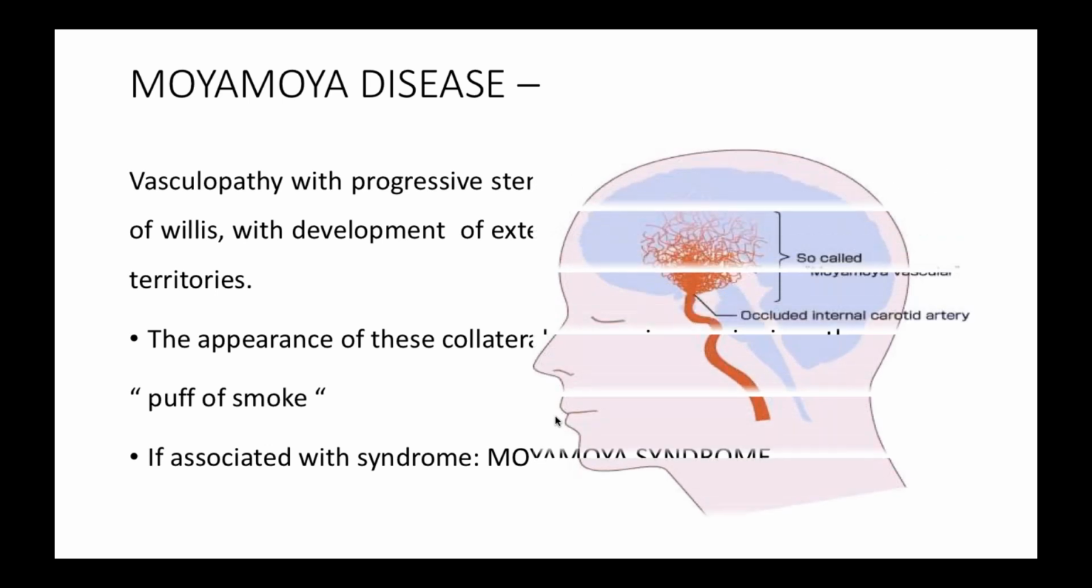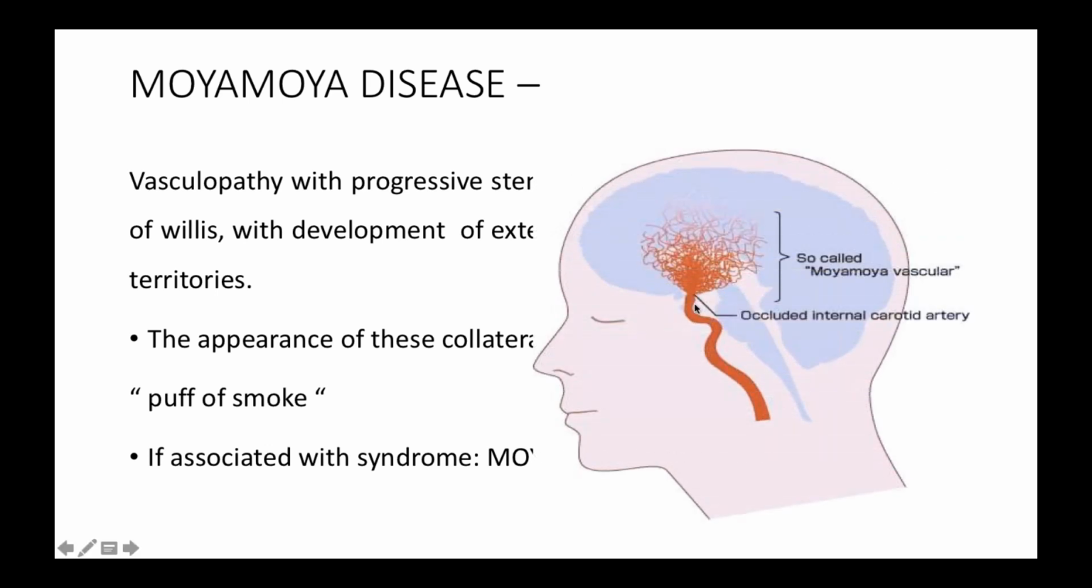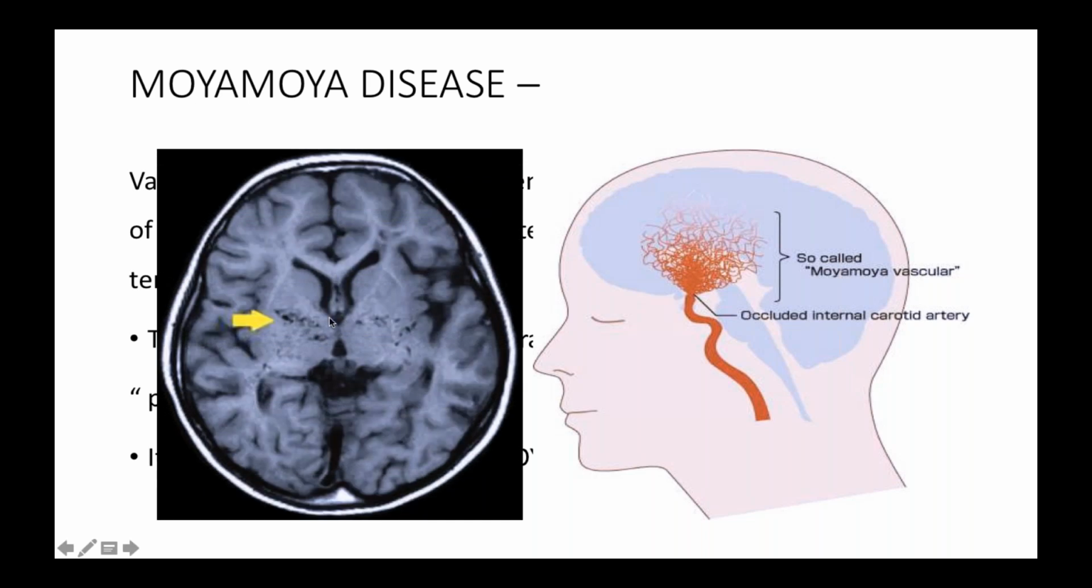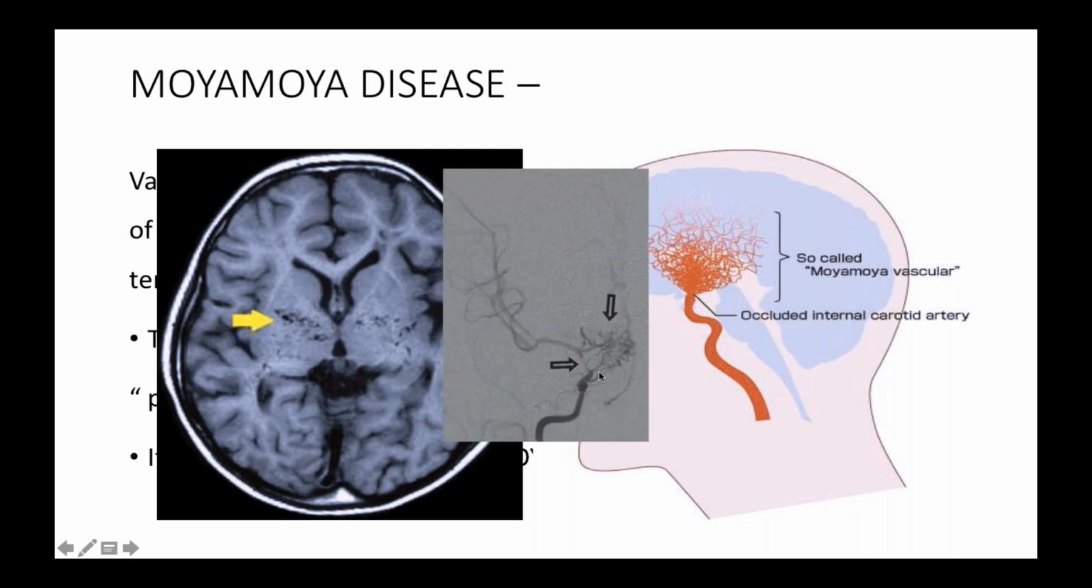Okay. So this is how it looks like. See, there is an occlusion of the internal carotid artery resulting in the formation of extensive collaterals, and these are called puff of smoke. You can see this on this MRI image also. You can see small dots. Okay, so this is due to the collaterals. And this is the angiogram showing the puff of smoke appearance. I hope this is clear.